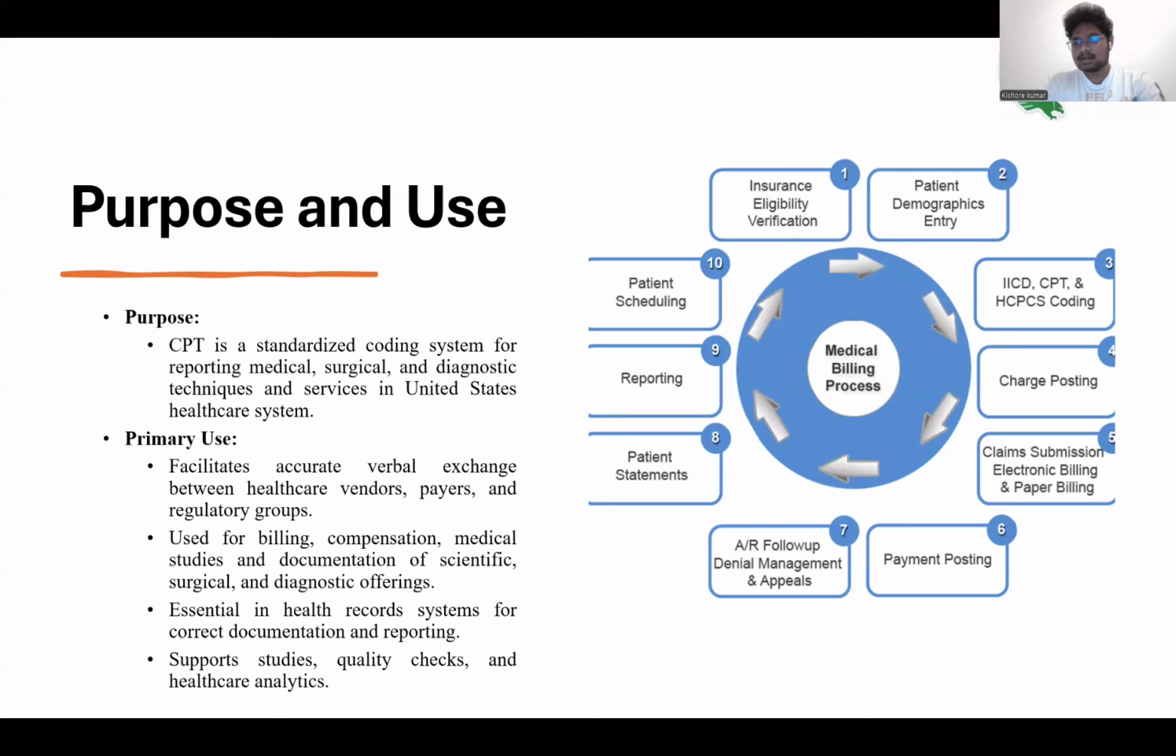One more thing is electronic health records. It is integrated into health informatics systems to maintain structured data for patient care. For example, imagine a patient undergoing surgery. Every step of the surgical process, from pre-operative assessment to post-operative care, must be coded. If the wrong CPT code is used, it could lead to insurance claim denials, incorrect billing, or inaccurate medical records.